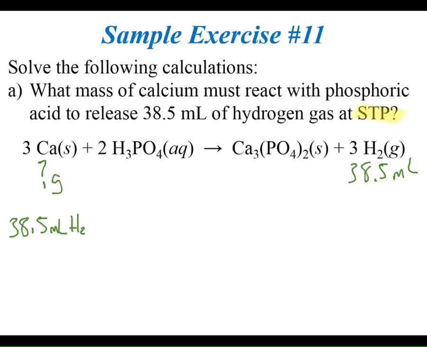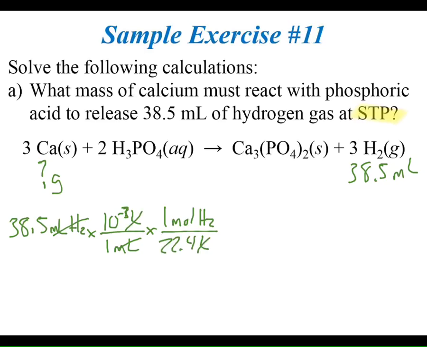Convert it into liters. Good start. Yes, 1 milliliter is 10 to the negative third liters. Okay, now I have liters of hydrogen gas. How does that help me? What do we know is true at STP? 1 mole of any gas is what? 22.4 liters. So 1 mole of hydrogen must be 22.4 liters of hydrogen.